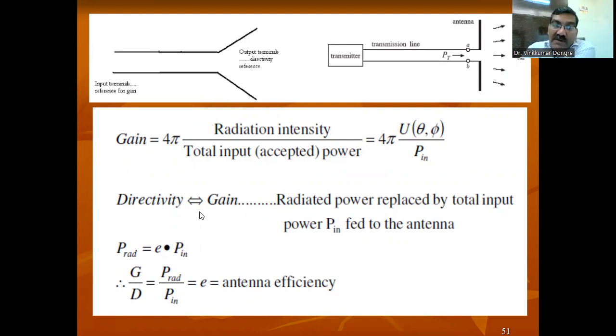So why do we require the gain when directivity was already there? Why have we introduced the gain? Because we need to know how much the efficiency is. So this is the overall complete parameter, that is gain. This is the gain and directivity. Is there any confusion or question?